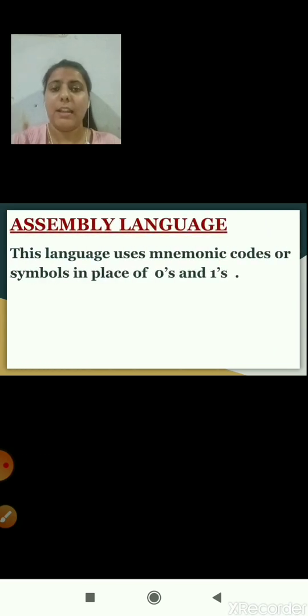Assembly language. This language uses mnemonic codes or symbols in place of zeros and ones. As I told you just now, in machine language we use zeros and ones, while in assembly language mnemonics and symbols are used. Different kinds of symbols and mnemonic codes are used.